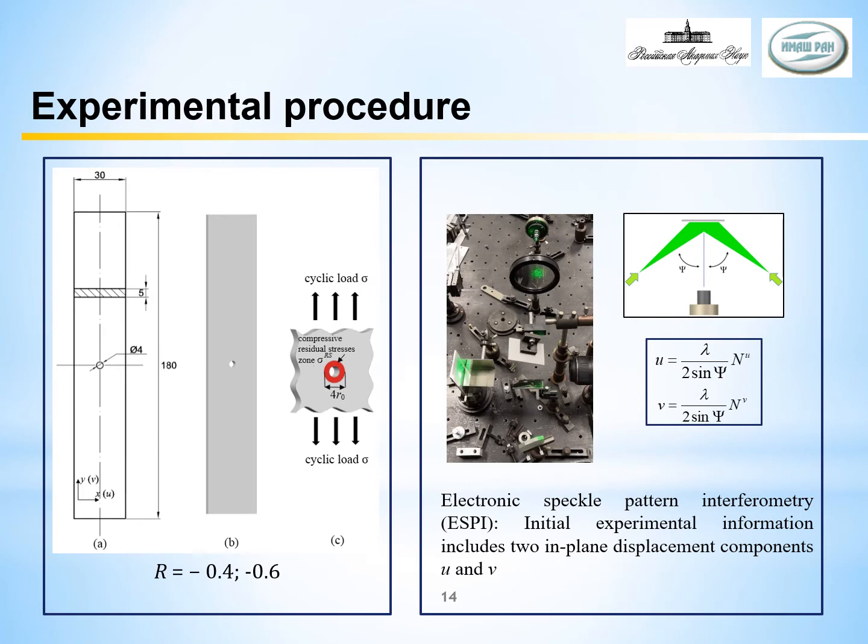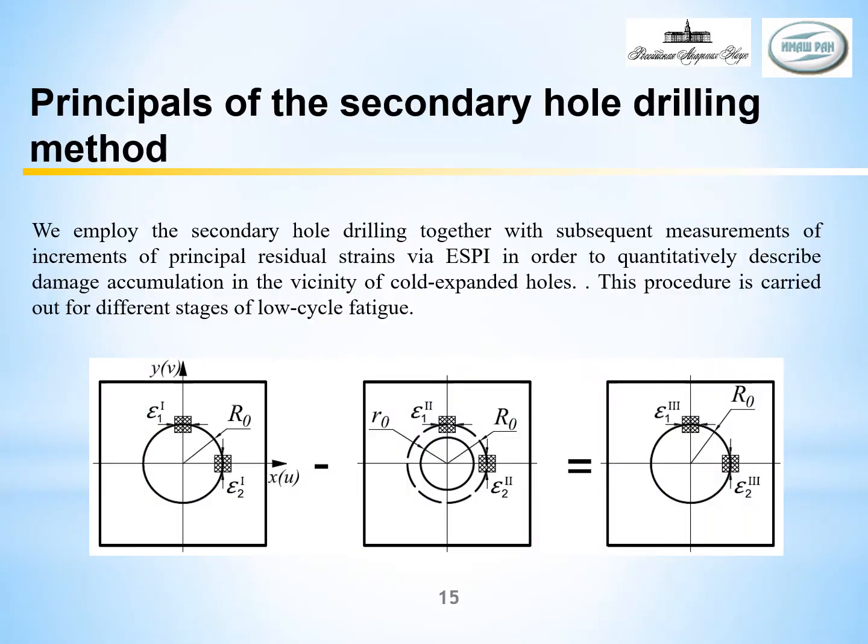Electronic speckle pattern interferometry was employed to get initial experimental information, including two in-plane displacement components, U and V. Also, we employed the secondary hole drilling together with subsequent measurement of increments of principal residual strain by means of ESPI to quantitatively describe damage accumulation in the vicinity of cold expanded holes. This procedure is carried out for different stages of low cycle fatigue.